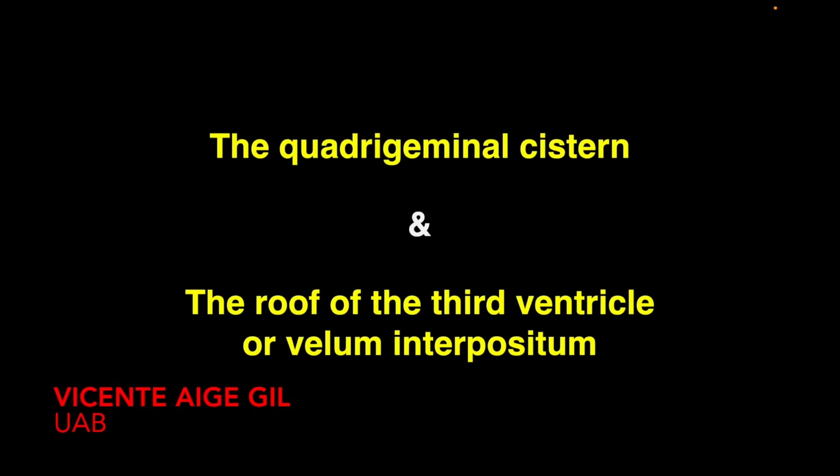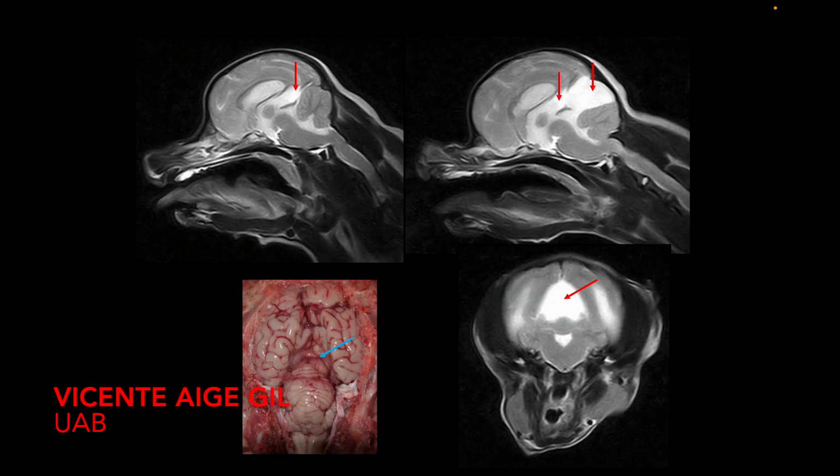Hi everyone, in this video I'm going to talk to you about the quadrigeminal cistern and the roof of the third ventricle, also named velum interpositum. On the T2-weighted MR images, the red arrows are pointing at dilatations with a hyperintense signal content.